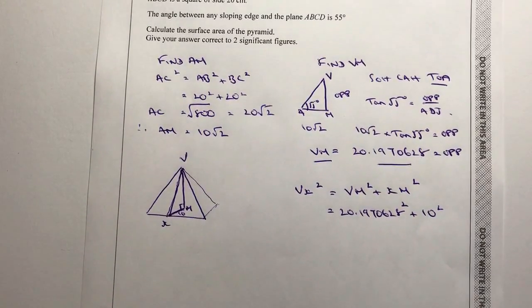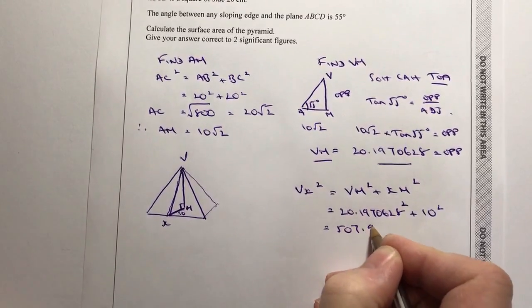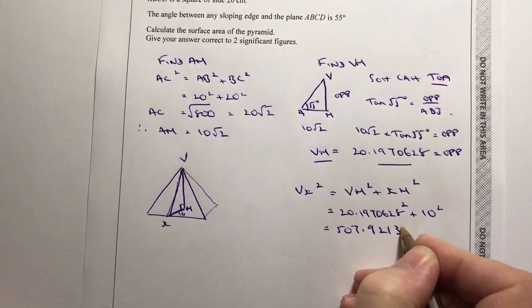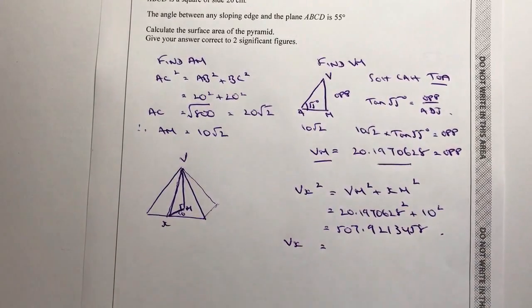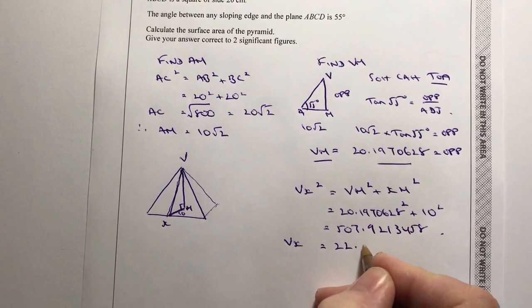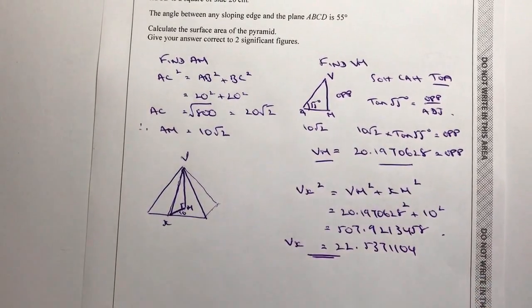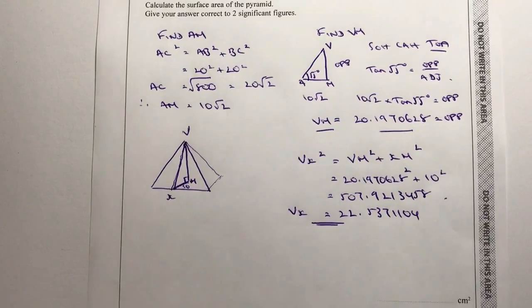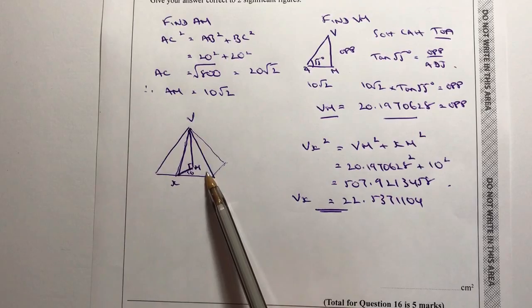Okay, if I plug that all into my calculator, I'm going to get VX squared equals 507.921345.8, okay, which means that VX, which is the information I'm interested in, is going to be the square root of that, which is 22.5371104, and that's the information I'm interested in, because I can then use that information to work out the area of the triangle.